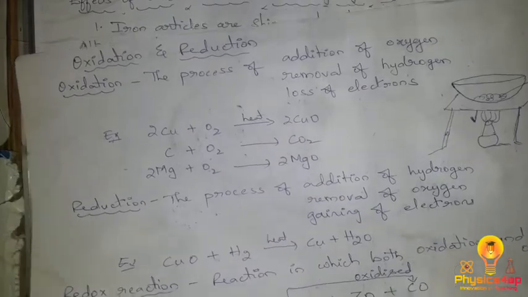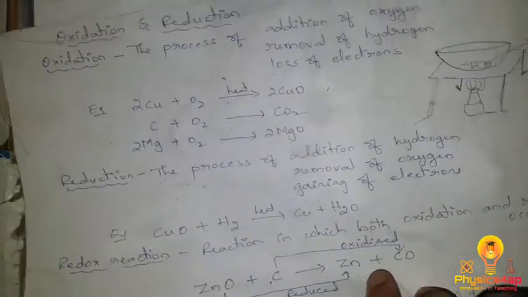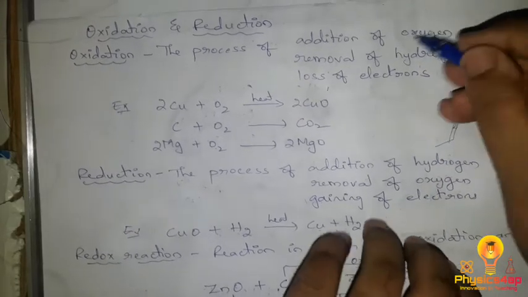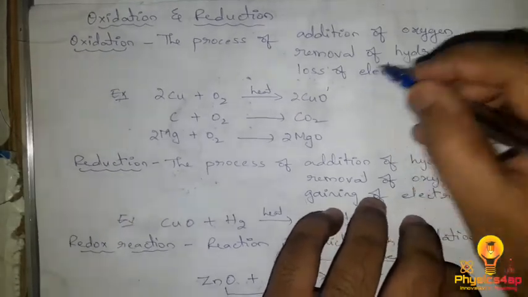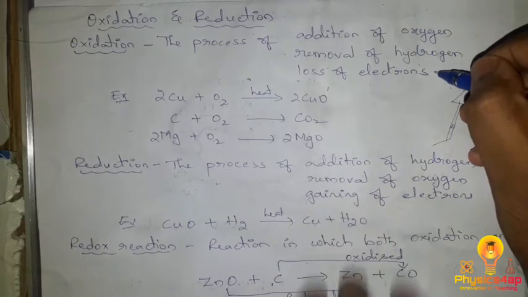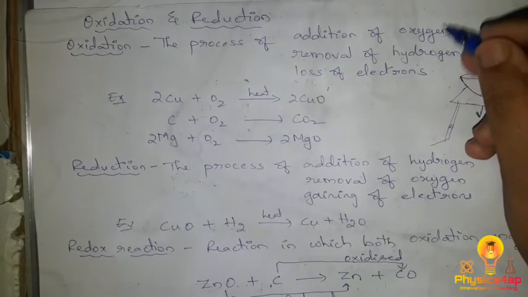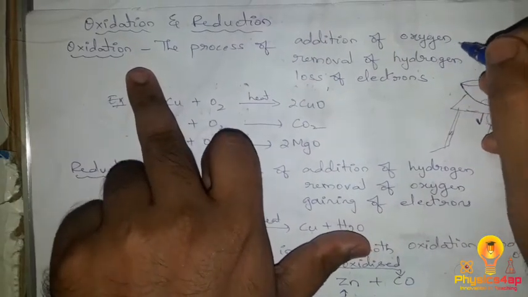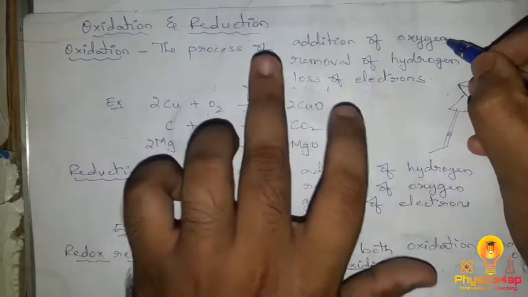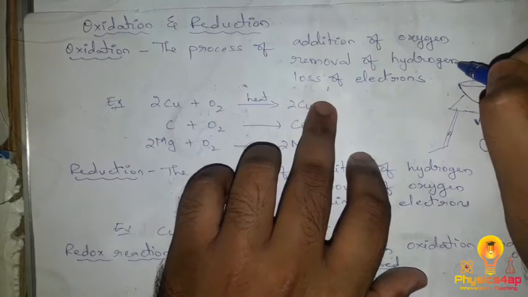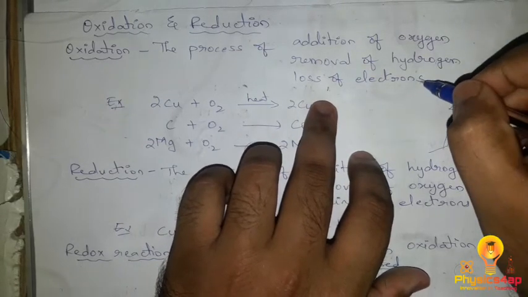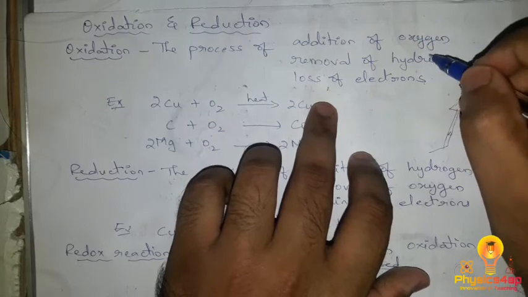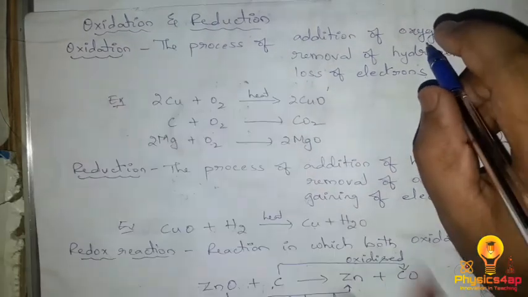Oxidation is the process of addition of oxygen, or the removal of hydrogen, or the loss of electrons. Any one of these should happen, then it is called an oxidation reaction. That means oxygen should be added, or otherwise hydrogen should be removed, or otherwise electrons should be lost. So any one of these gives the oxidation reaction.